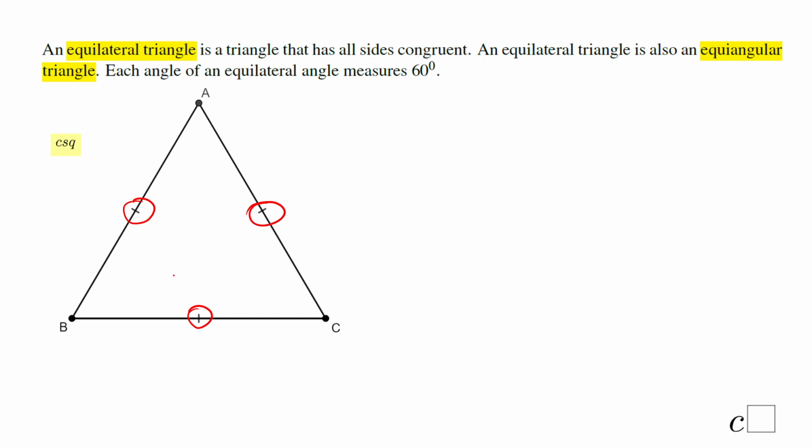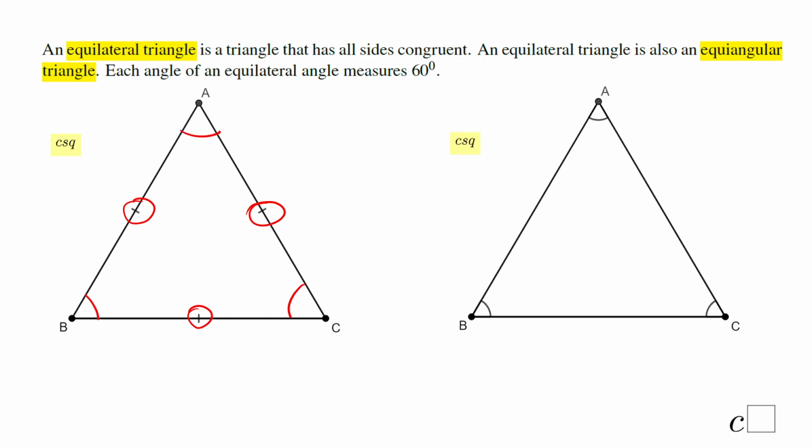An equilateral triangle is also called an equiangular triangle. Why? Because these angles are going to be congruent, because all sides are congruent. You see here on this second picture, and I also said just because of that reason each angle should be 60. Why? 60 plus 60 plus 60 will be nothing else than 180 degrees.